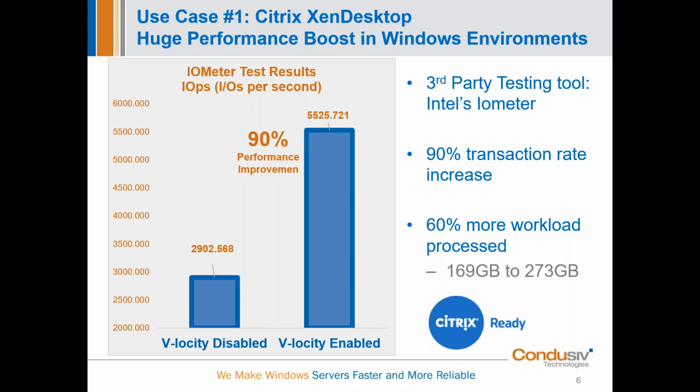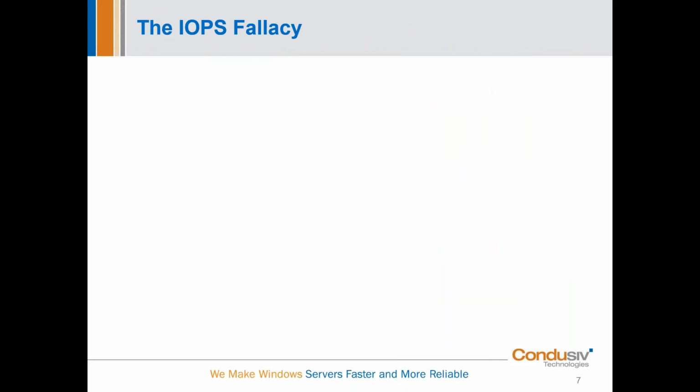And then we also look at the fact that we were able to get 60% more workload processed. And this is in the exact same amount of time with the exact same scripts running. It's quite an astounding difference. Now, what's behind this? There's two things I really want to focus on here right now, and these are the two IO myths. This is what I like to call the IOPS fallacy, is the first one, all right?